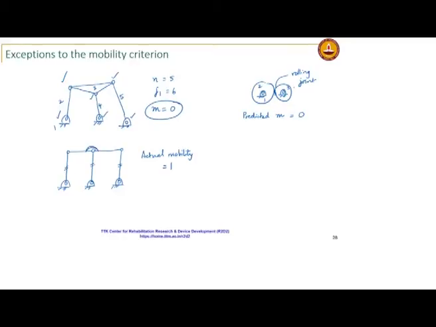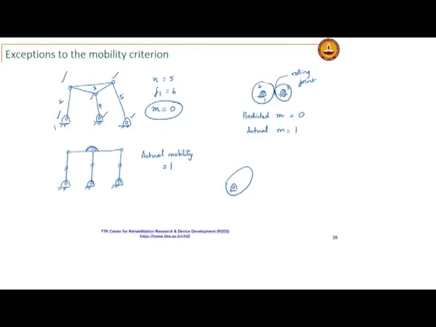Again, it does not take into account the fact that the way these discs are located, the geometry, is what is responsible for the actual mobility. So, actual mobility equal to 1. So, there may be exceptions to the mobility criterion. Sometimes you could have a predicted mobility that is greater than 1.